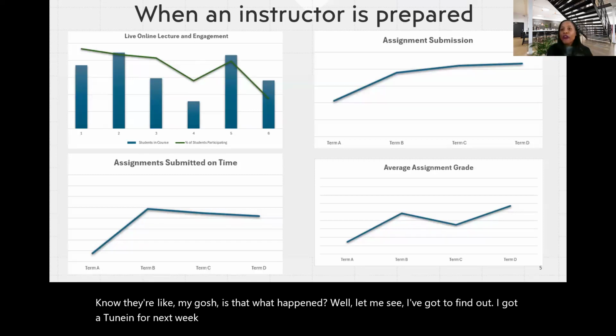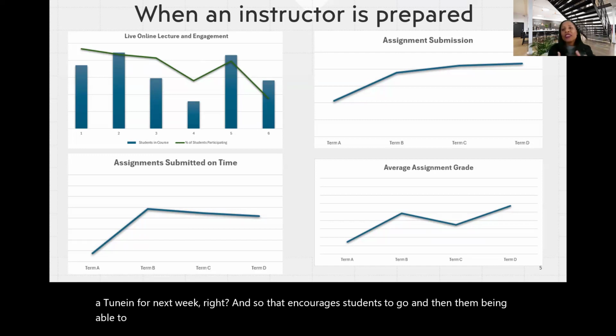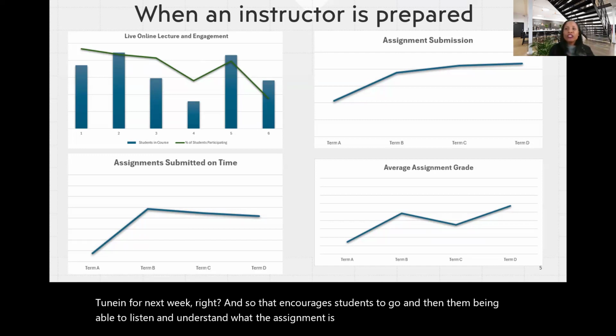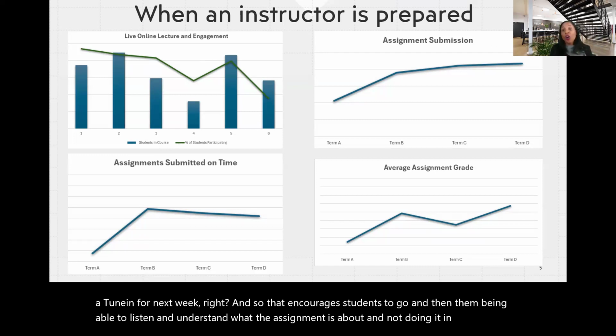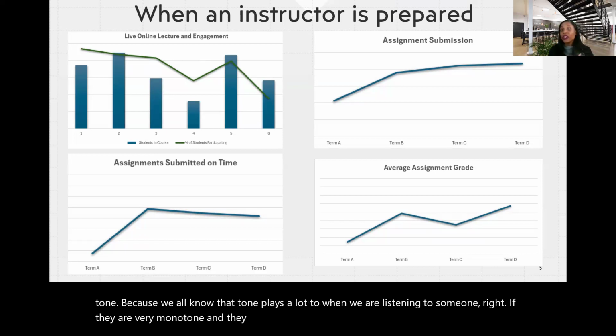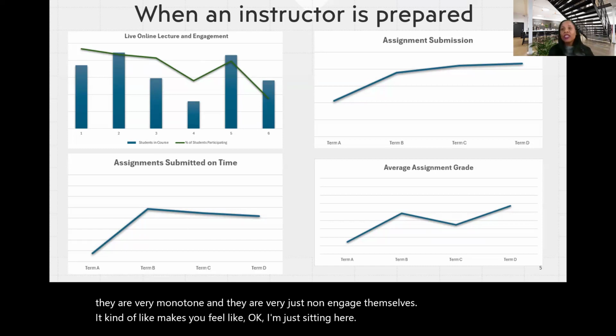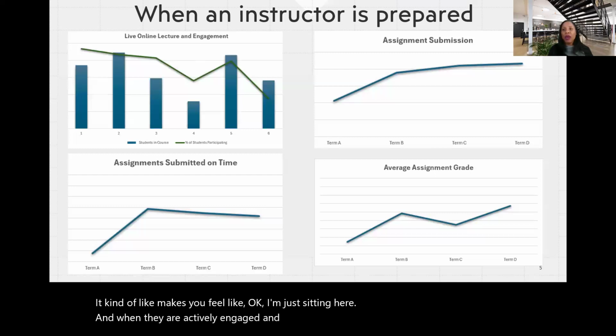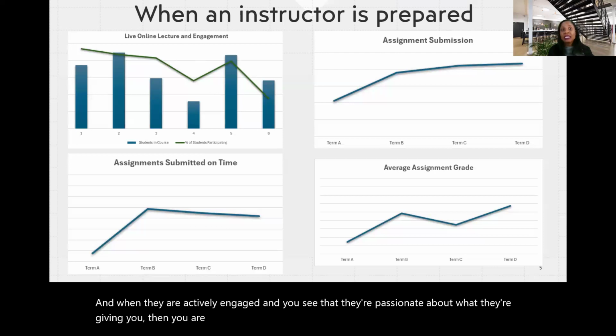And so that encourages students to go, and then them being able to listen and understand what the assignment is about and not doing it in such a tone, because we all know that tone plays a lot when we are listening to someone, right? If they are very monotone and just not engaged themselves, it kind of makes you feel like, okay, I'm just sitting here. And when they are actively engaged and you see that they're passionate about what they're giving you, then you are more inclined to listen.